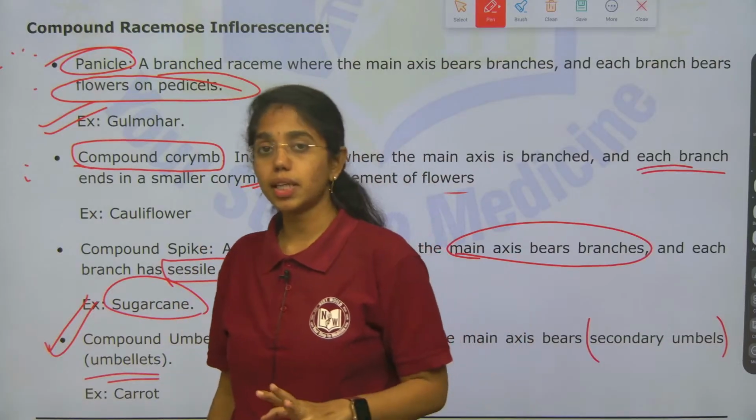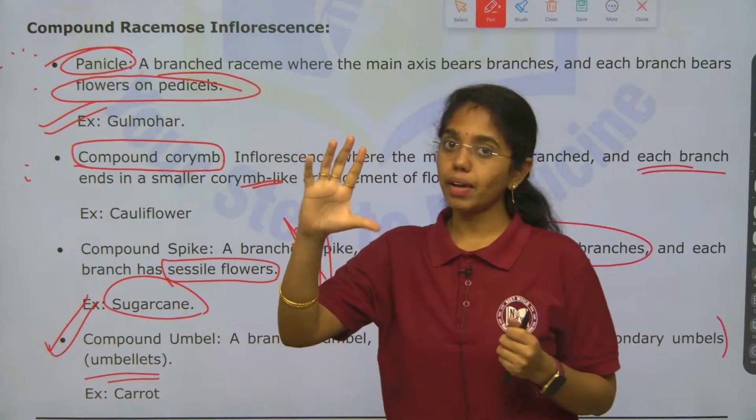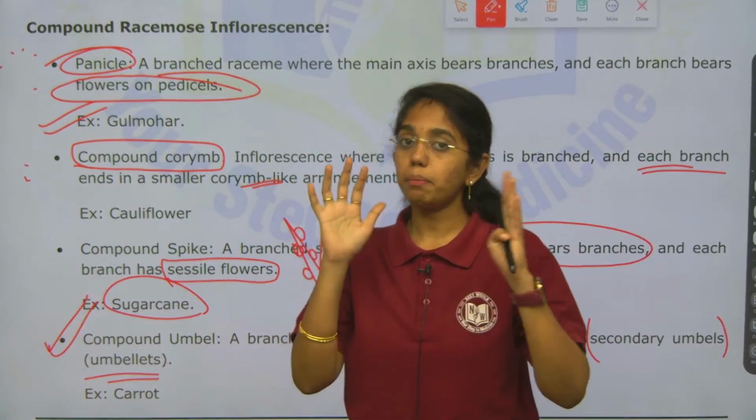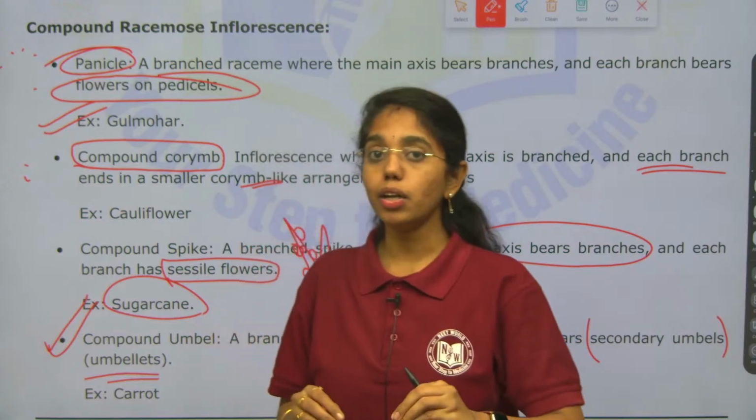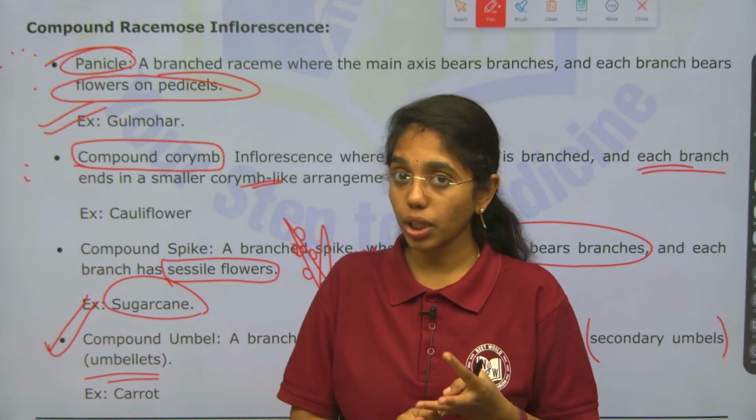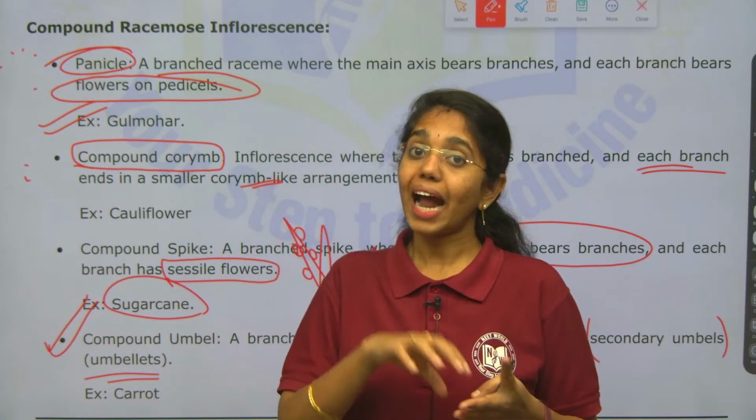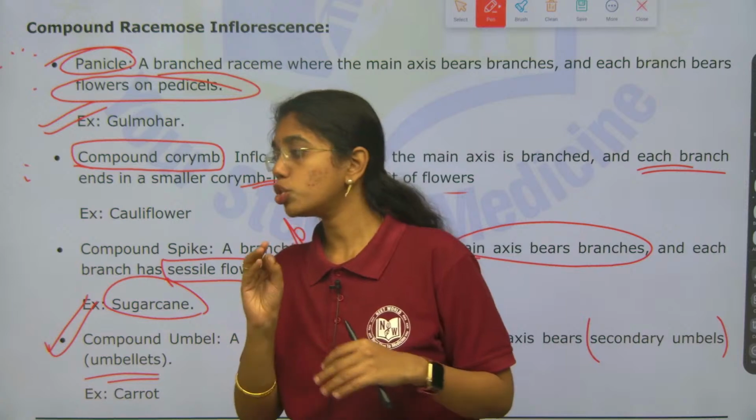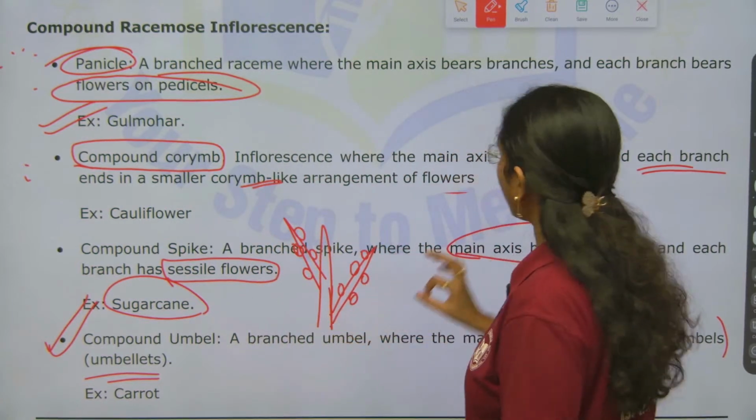Completely after the description also you can give the diagrams, or at the first you can give diagrams and then describe. It is completely up to your comfort, but the examiner will definitely be looking for the definitions of each type of inflorescence, then examples in particular, and then diagrams. These three things should be given properly. Then you will get complete marks. Fine, right?